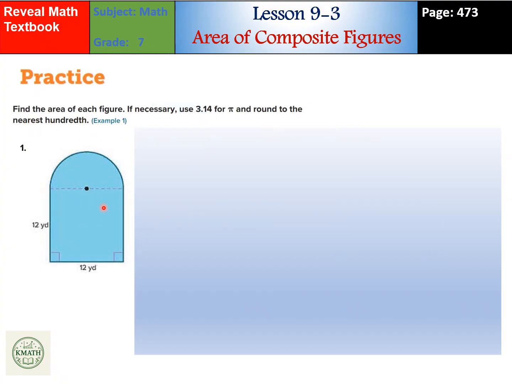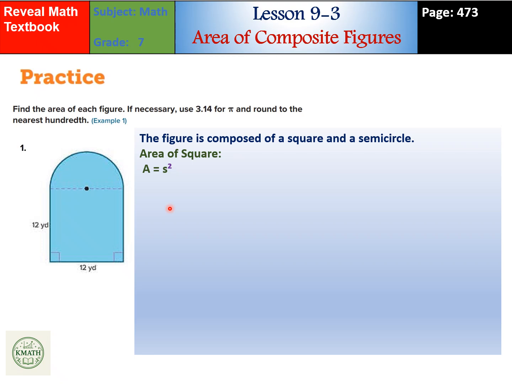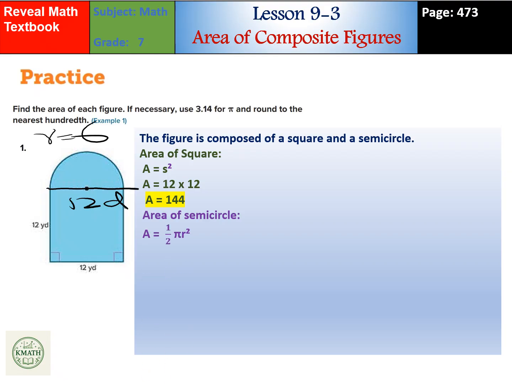Here you can see this figure is composed of a square and a half circle. The down one is a square because both sides are the same, and on the top it is a semicircle. For the area of the square we multiply side times side, so it is 12 times 12, which is 144. For the semicircle, if this side is 12, this is also 12, that is the diameter. But we want the radius. Radius is half of diameter, that is 6. So it will be 1 over 2 pi r squared, then 1 over 2 times 3.14 times 6 times 6. It will give you 56.52.